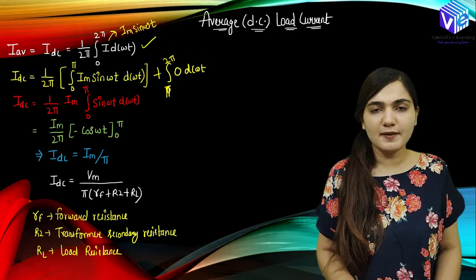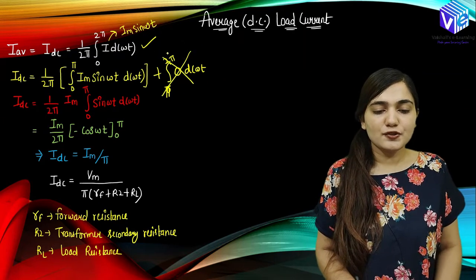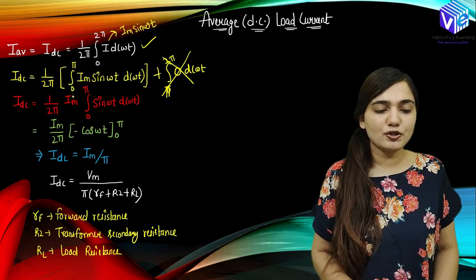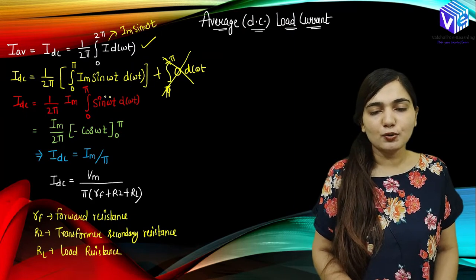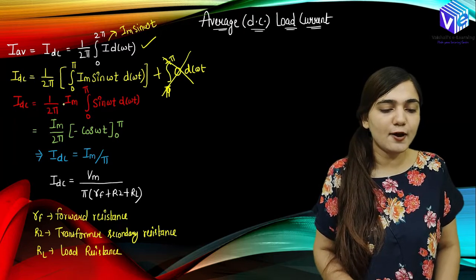So 0 into something would be 0, and this is the reason we have completely neglected this term. So this term is not there. You can simply write IDC as 1 upon 2 pi integration from 0 to pi Im sin omega t d omega t, right? Now we just need to integrate. Im is a constant, the maximum value of the current. We can pull it out.